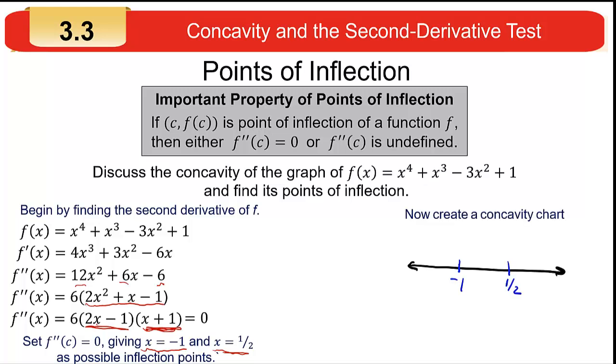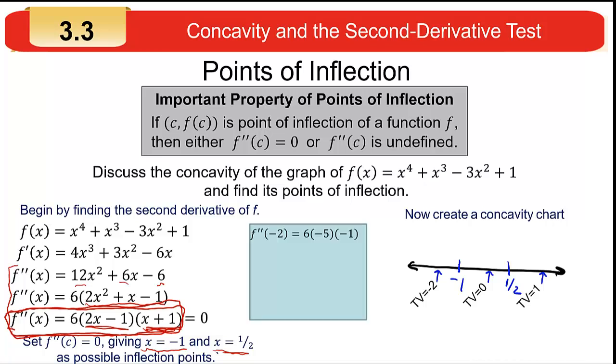So we're ready to choose test values between them. I'll choose minus 2 to the left of minus 1, 0 between minus 1 and 1/2, and then 1 to the right of 1/2. Plug those values into the second derivative. Now you've got the second derivative written basically in 3 different ways. You can plug in anywhere you want to. My suggestion is to plug in where you've got it factored, because the arithmetic is easier. So choose any of those 3 versions of the second derivative, but I'm going to choose the one where it's factored.